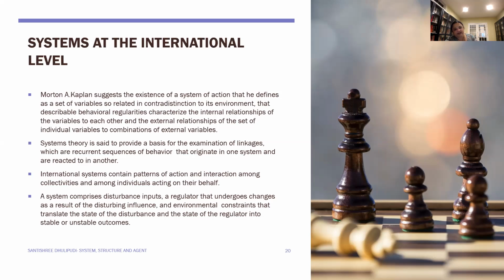Systems theory is said to provide a basis for the examination of linkages, which are recurrent sequences of behavior that originate in one system and are reacted to in another system. International systems contain patterns of action and interaction among collectivities and among individuals acting on their behalf. A system comprises disturbance inputs, a regulator that undergoes changes as a result of disturbing influence, and environmental constraints that translate the state of the disturbance and the state of the regulator into stable and unstable outcomes.